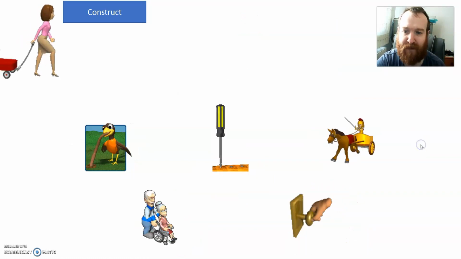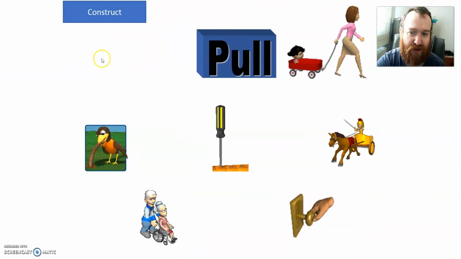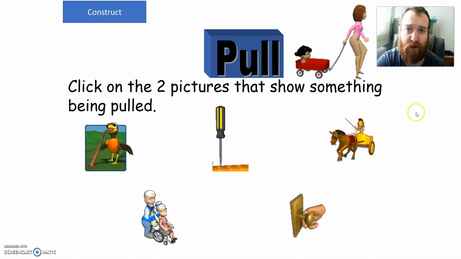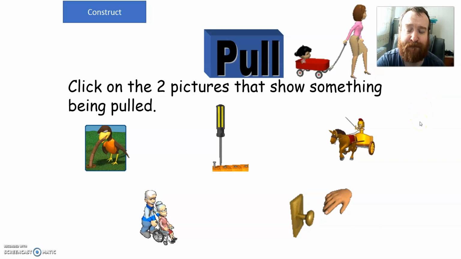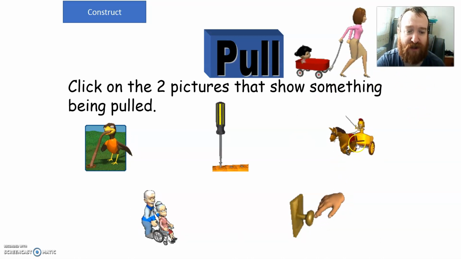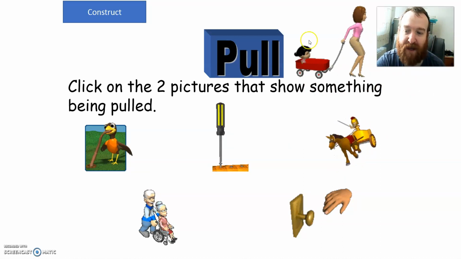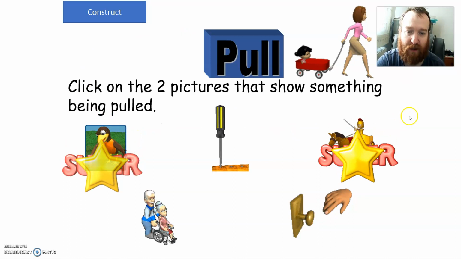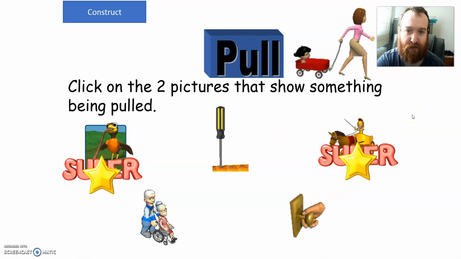Okay, next we've got pulls. We've got 5 more pictures. We've got these 2 correct ones, so choose your 2 correct pictures. The 2 correct pictures are the horse and chariot getting pulled along, and the bird pulling out the worm. Okay, so well done if you chose those 2.